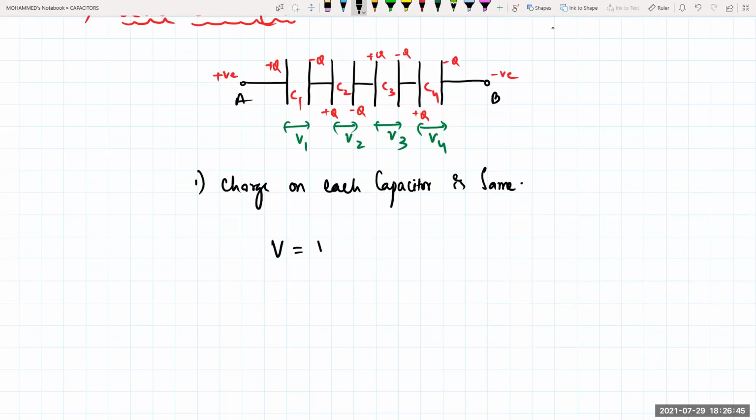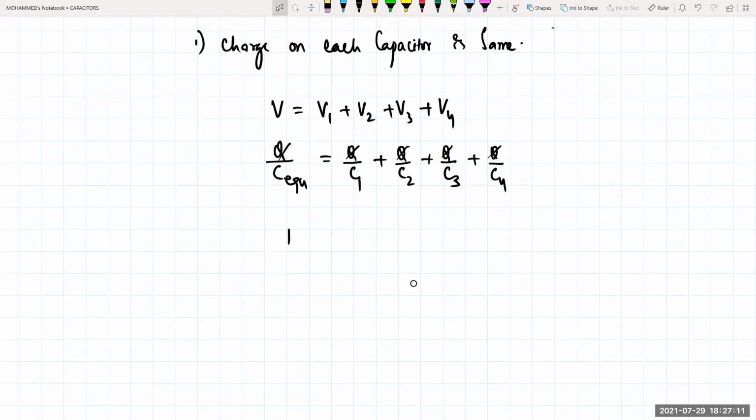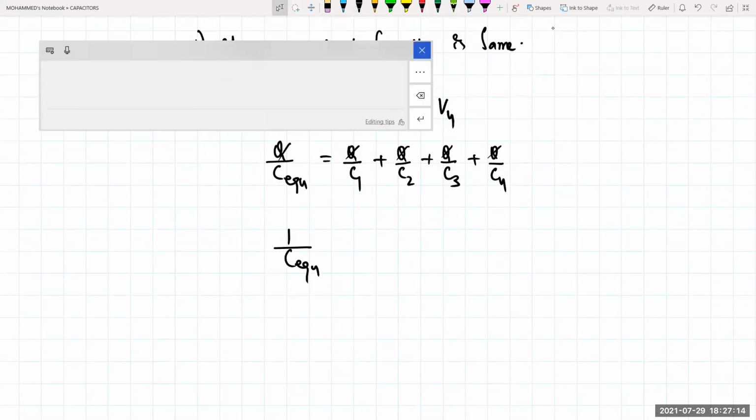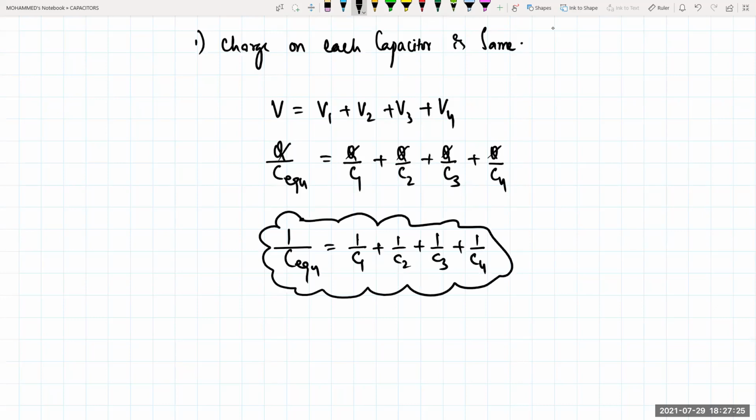Potential will be equal to V is equal to V1 plus V2 plus V3 plus V4, go on like that. So can I write the potential in terms of charge? Q by C equivalent is equal to Q by C1 plus Q by C2 plus Q by C3 plus Q by C4. Everywhere charge is same, so that will get cancelled. So 1 by C equivalent will be equal to 1 by C1 plus 1 by C2 plus 1 by C3 plus 1 by C4. So this is your equivalent capacitance.